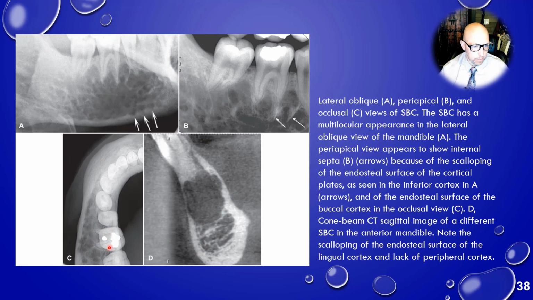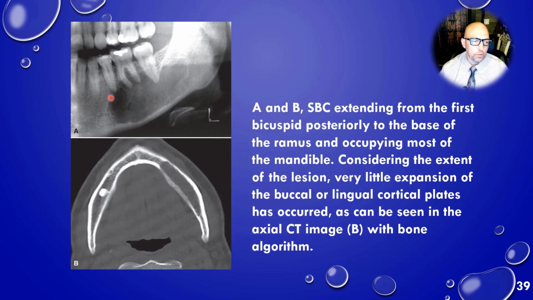Looks like the same one here, showing that scalloping border into the buccal cortex. This is a fairly large one in the mandibular body, extending back to the angle. In the axial slice of the CT, you can see there's very little buccolingual expansion again. You see a little bit of that sign of the lamina dura intact.